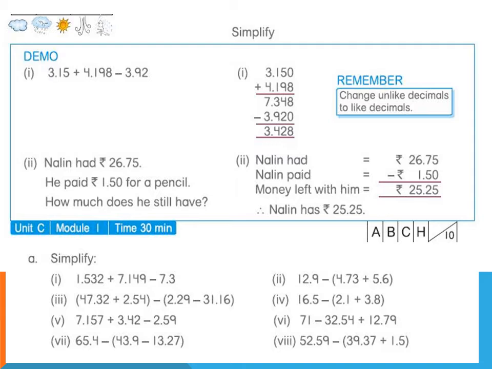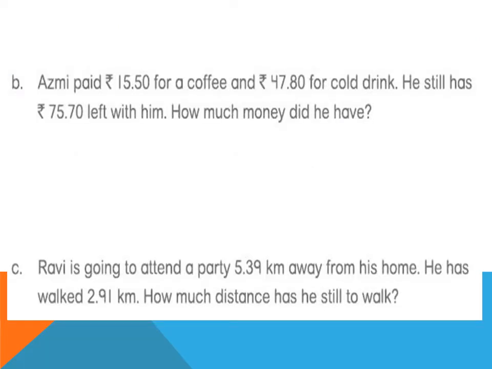In the same way, pause the video, take as much time as you want and do all the problems in the first part of module 1, that is part A, simplify. Then we have some word problems. Azmi paid rupees 15.50 for a coffee and rupees 47.80 for a cold drink. He still has rupees 75.70 left with him. How much money did he have?